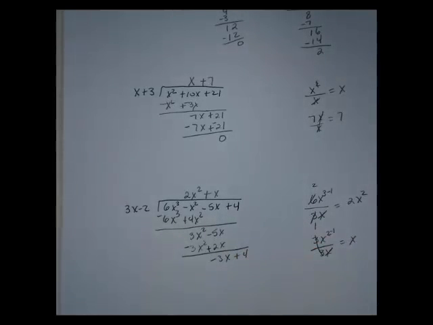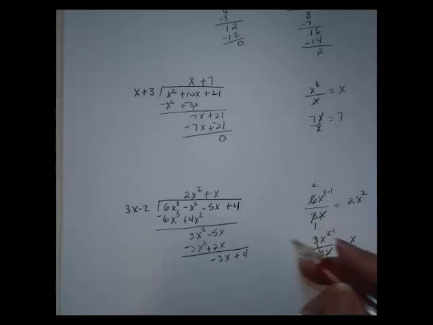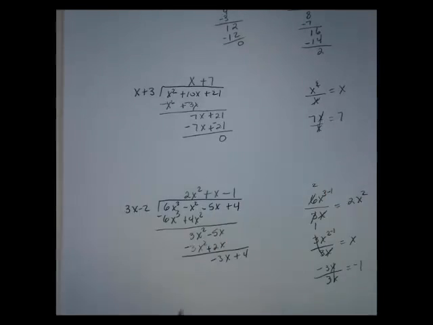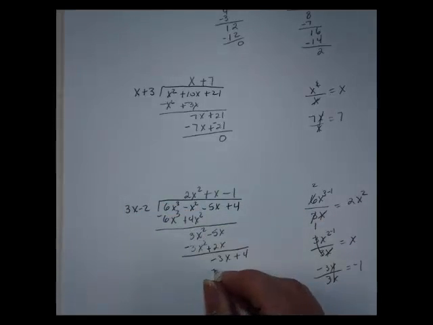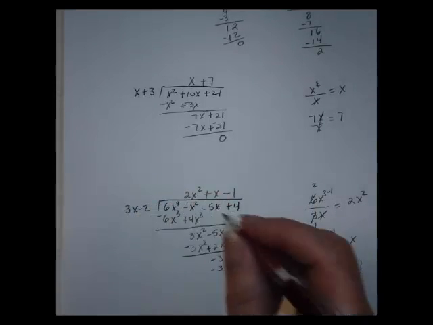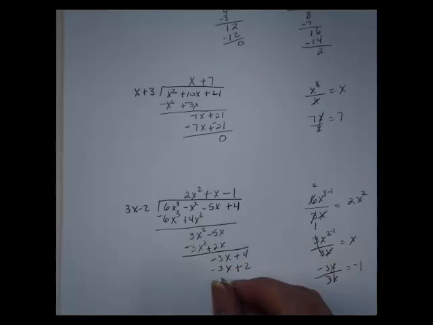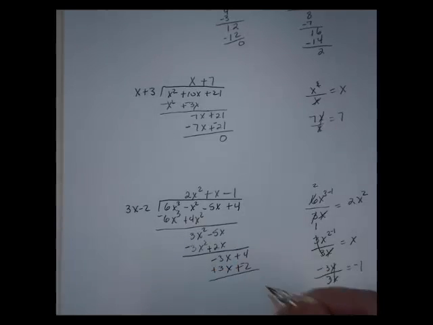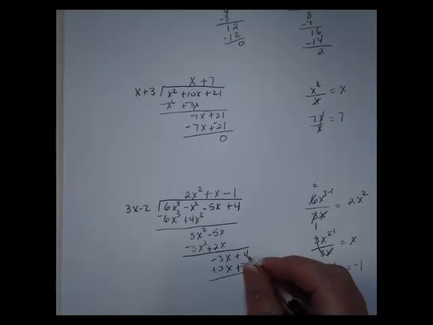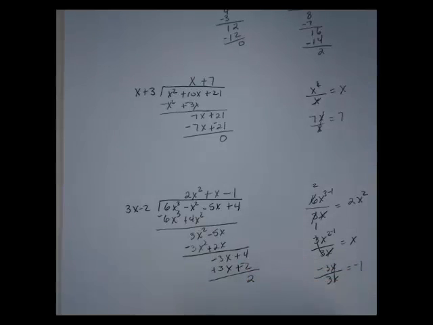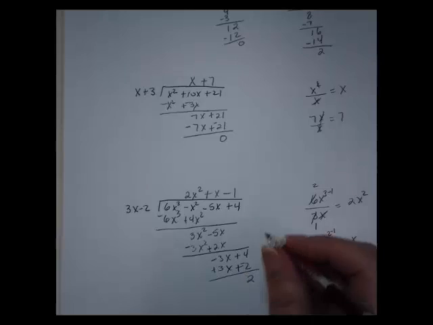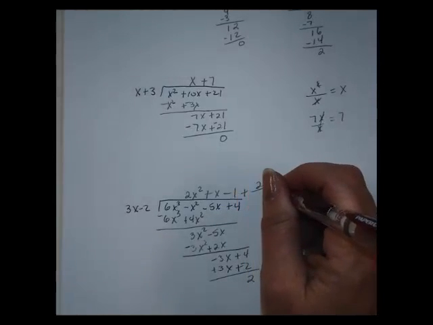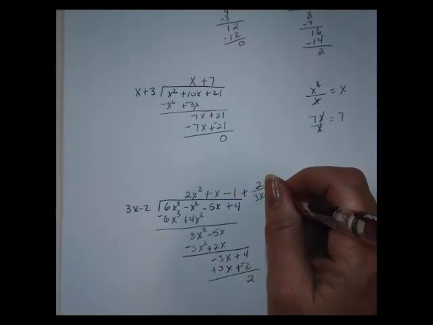We've got to bring down our next value. So now we'll take our negative 3x divided by 3x. The x's will cancel, and negative 3 divided by 3 is going to get us negative 1. So minus 1. Negative 1 times 3x is negative 3x. Negative 1 times negative 2 will be plus 2. Draw the line, change both signs. This cancels, and 4 minus 2 is 2. That's our remainder. It's positive, so I'm going to write it as plus 2 over our 3x minus 2.